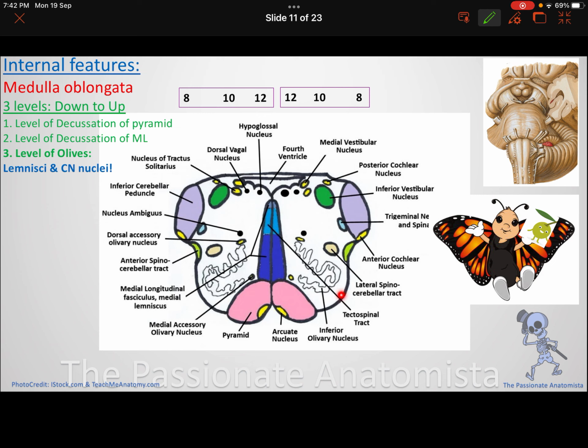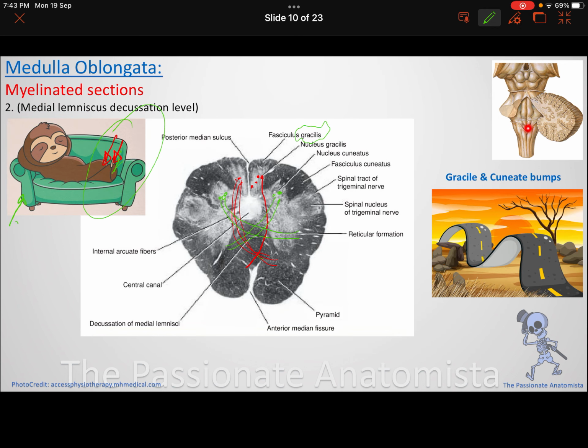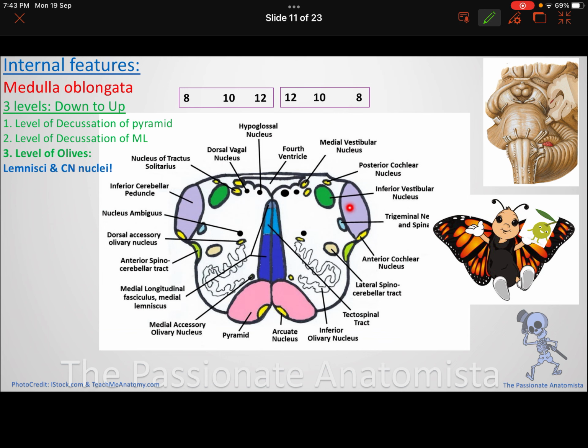I should have put here a picture of the posterior aspect, because this is the open medulla, and I should have shown you the hypoglossal trigone and vagal trigone. This should have been in the other slide. This is the last level, which is the level of the olives. And remember that the butterfly shape of the medulla is the level of your olive. So remember this cutie butterfly that is holding the olive in her hands.